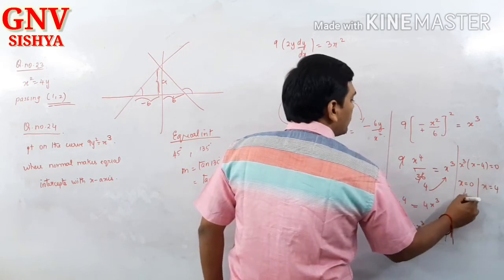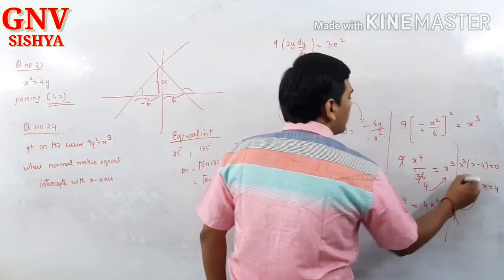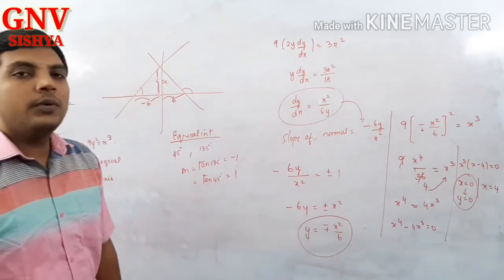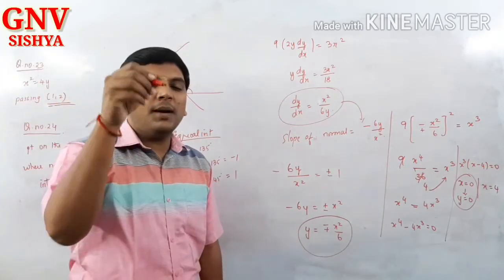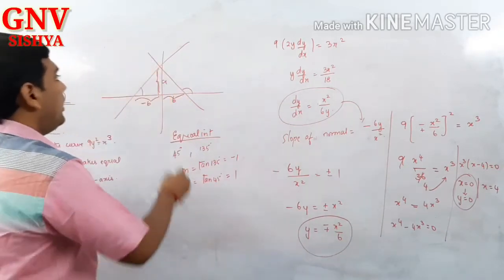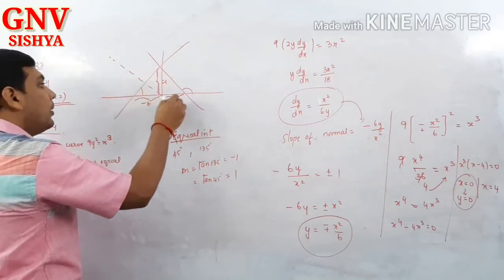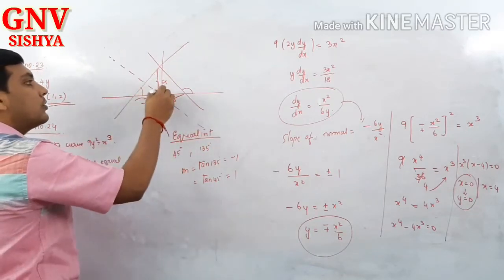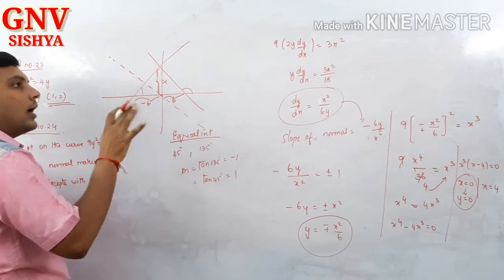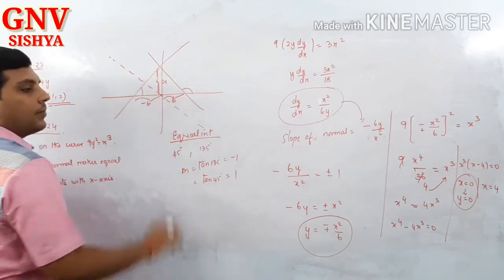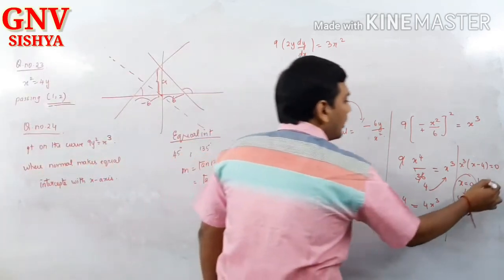If x is equal to 0, y also will be equal to 0, correct? Yes, so which is not at all possible. It means it will become a point. When x is 0, y is 0, it means the normal line will pass through the origin. So if they are not passing through the origin, it is having some intercept, correct? So x is equal to 4 is possible.